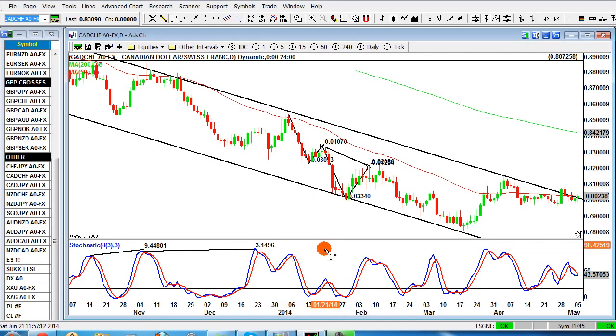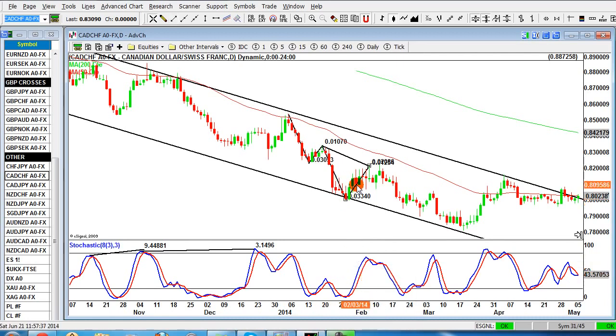However, if we compare like for like on the stochastic, what's it done? It's put in a higher high. Not as optimum as the previous examples that we've looked at, because the stochastic hasn't come into overbought territory. However, it's still very, very powerful in terms of the message that it's giving us, but not as powerful as these examples here because it hasn't quite pushed above the 80% overbought ratio.